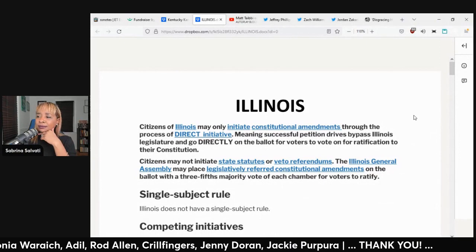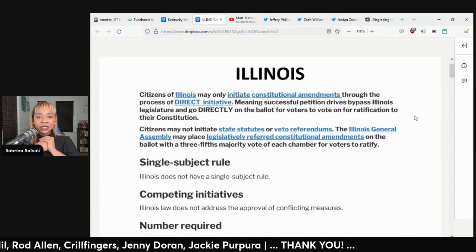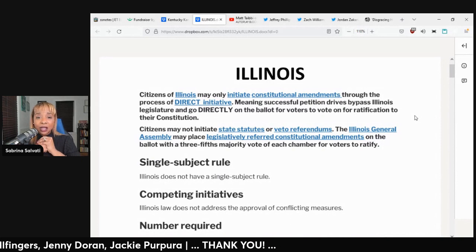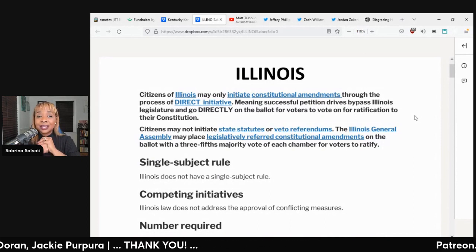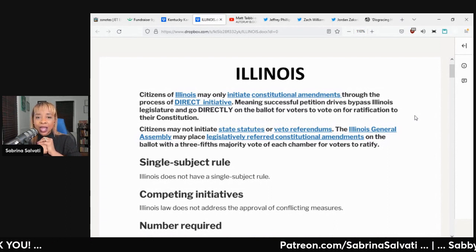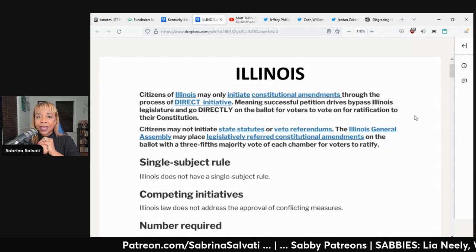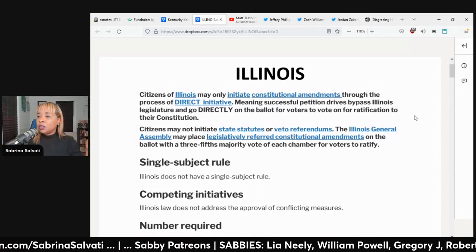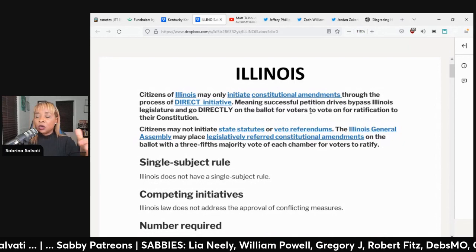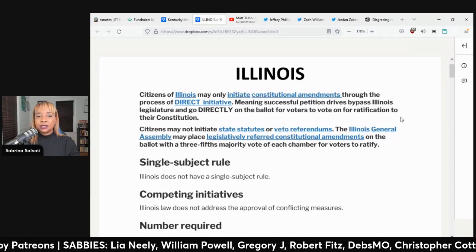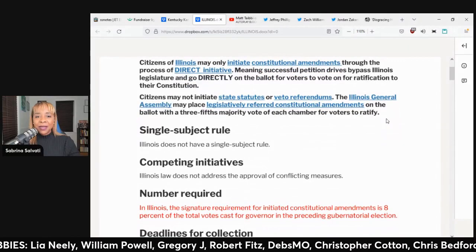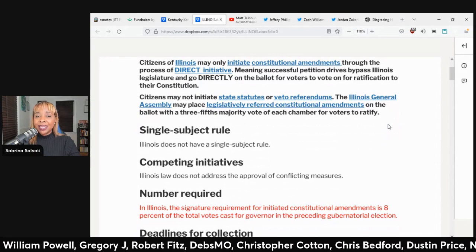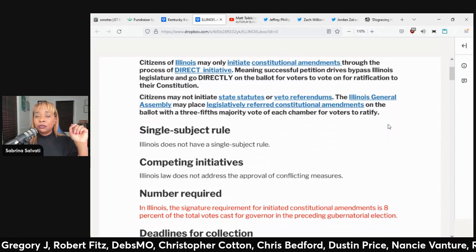Illinois. Citizens of Illinois may only initiate constitutional amendments through the process of direct initiative, meaning successful petition drives bypass Illinois legislature and go directly on the ballot for voters to vote on for ratification to their constitution. Easier process than my state, Massachusetts. Citizens may not initiate state statutes or veto referendums.